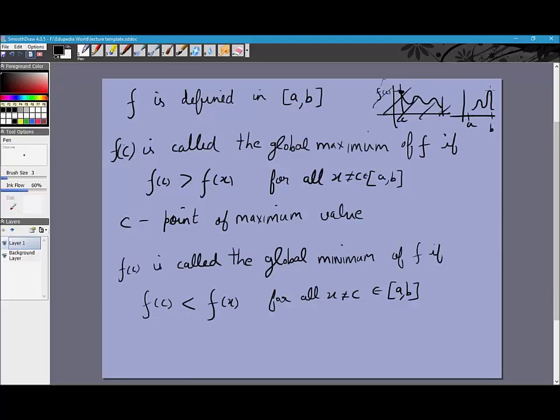In that case, this would be f of c and this would be the point c if they are the maximum values. Also, the maximum and the minimum together are called extremes. Which means if we say that it is a global extreme at f, that means it's either the maximum or the minimum. And all the points of extreme values are the points of maximum values or the points of minimum values. Right. So this is global maxima and global minima.